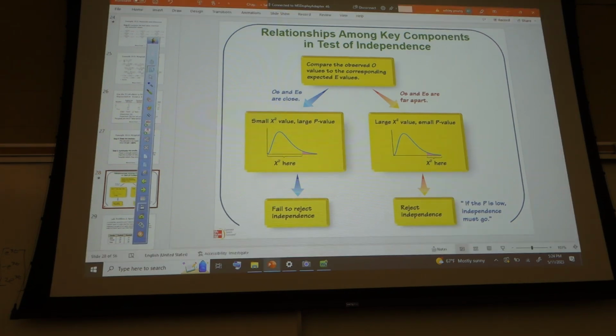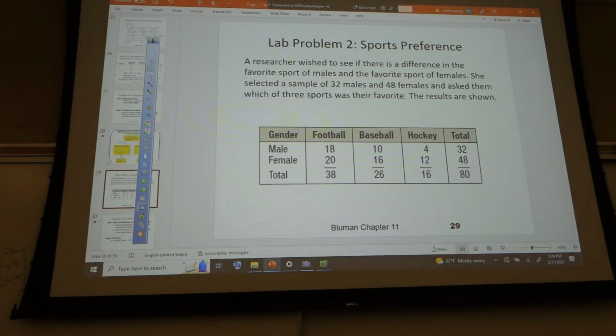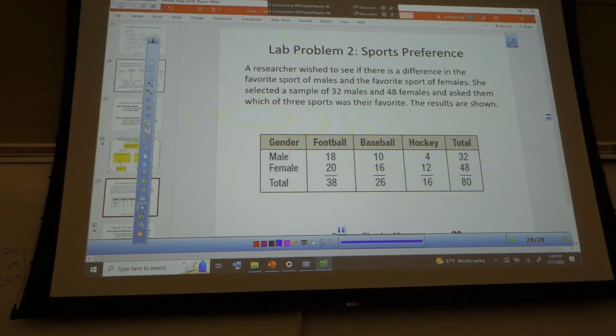So let's go ahead and let you folks try one. Lab problem 8. So go ahead and give it a shot. Sports preference.